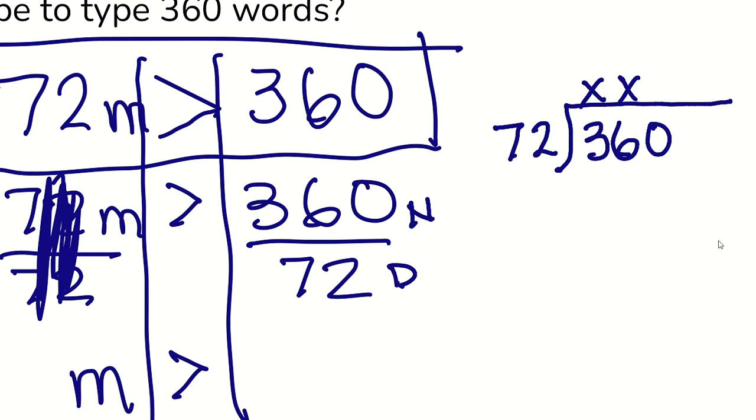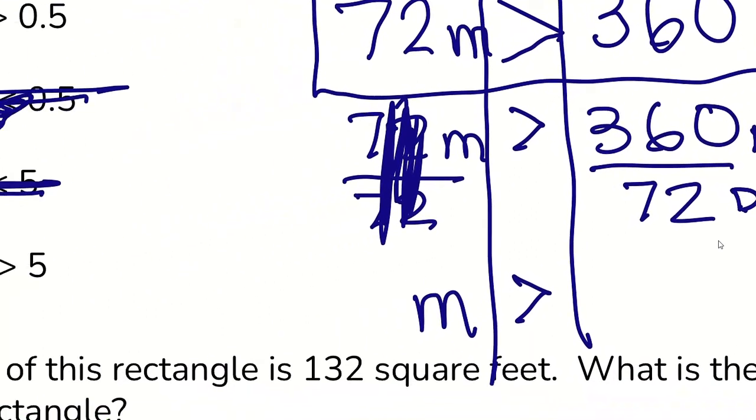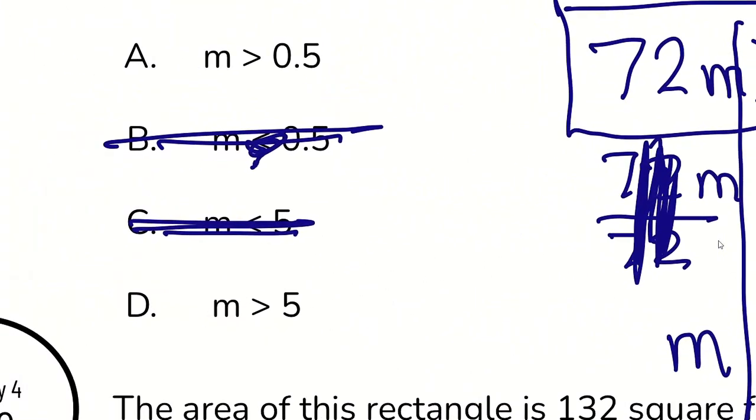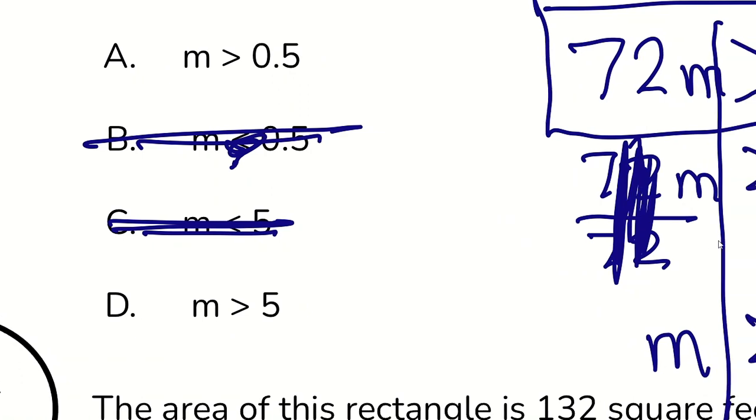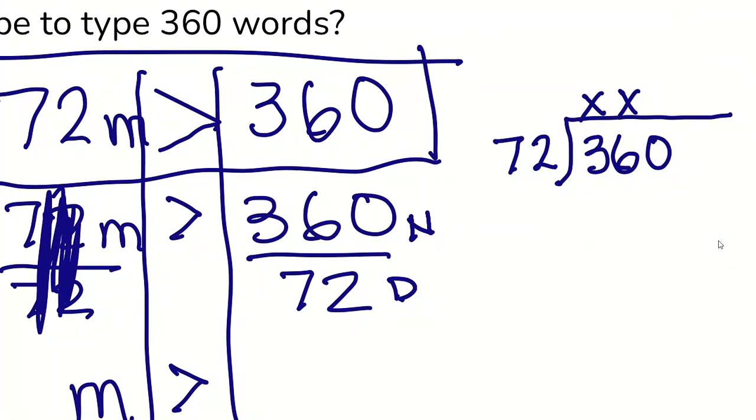I'm going to guess. Let's look at our answer choices. That'll help us. Is it 0.5 or 5? Well, it's not 0.5. It's gotta be 5. Check it out right here, 5. Okay.